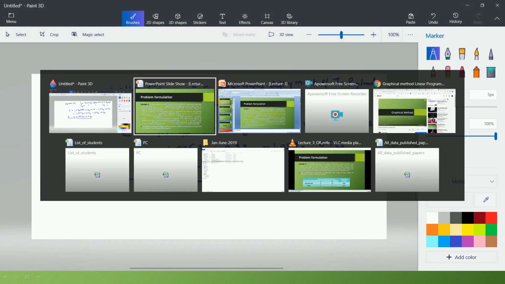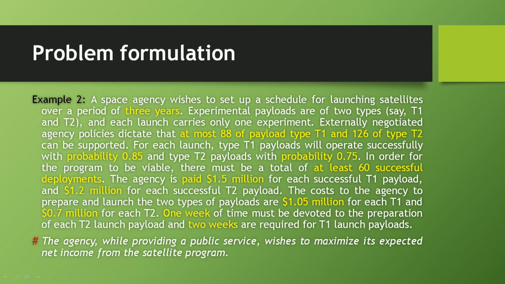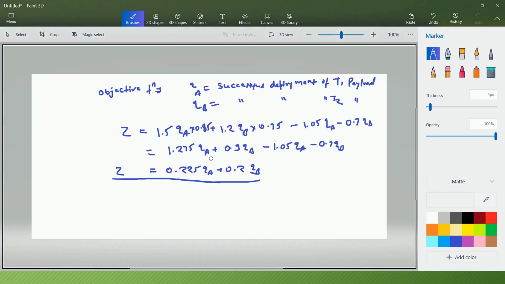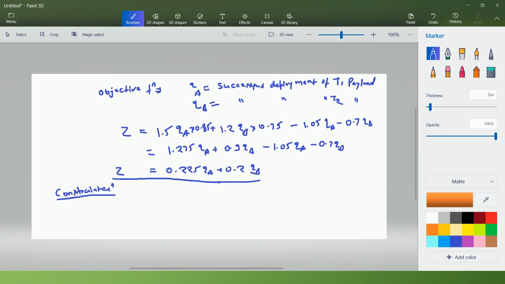Let us check whether the equation we developed is correct or not. Z equals 0.225 QA plus 0.2 QB. So the equation developed is correct. Now we will develop the constraint equations. Let me change its color.